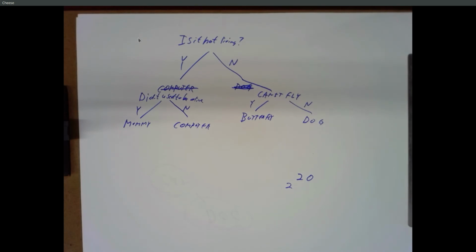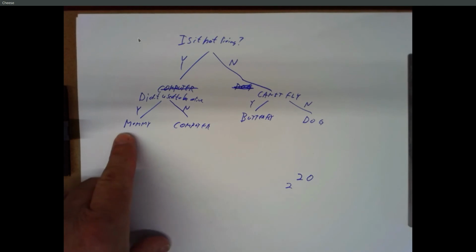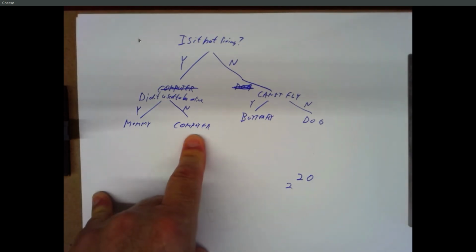So that's the basic data structure we're going to be using in PA4. It's just a plain old binary tree, but it's not a binary search tree. There's no alphabetizing or sorting going on here. There's no notion that mummy comes before computer or something like that.